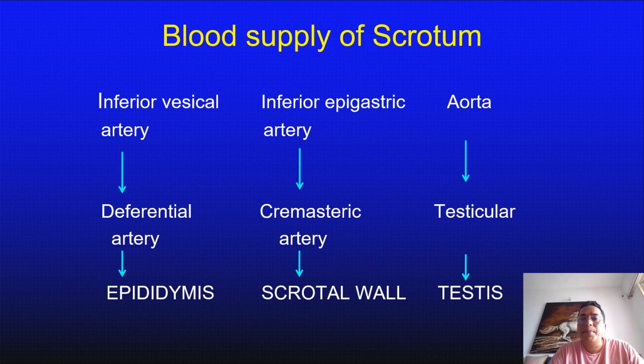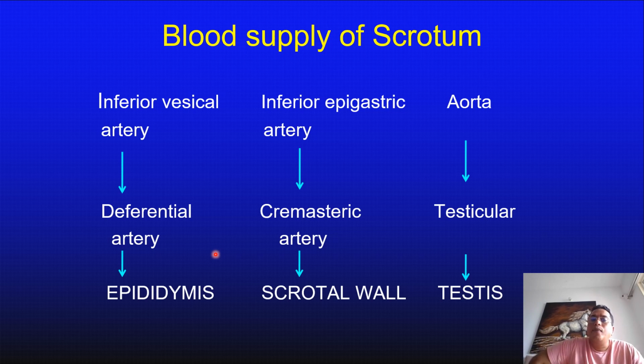One of the interesting parts of the scrotum is that different areas of the scrotum have differential blood flow. As you can see here, the wall is supplied by the cremasteric artery, the testes by the testicular artery, and the epididymis by the deferential artery. This differential flow is very, very important, because many times, even in cases of testicular torsion, you see that flow around the testes is seen.